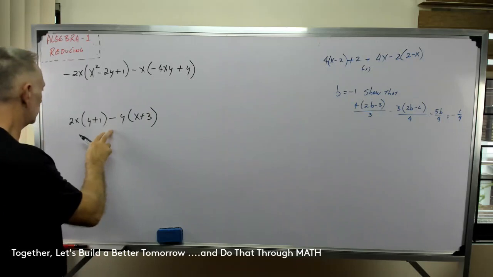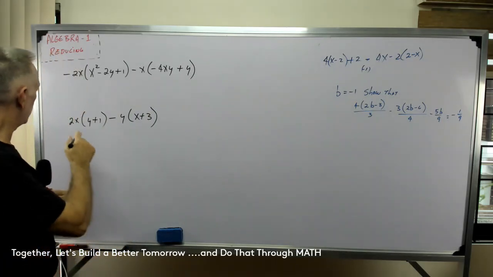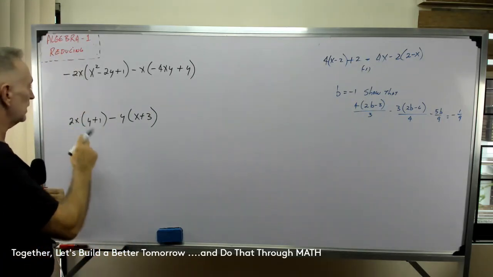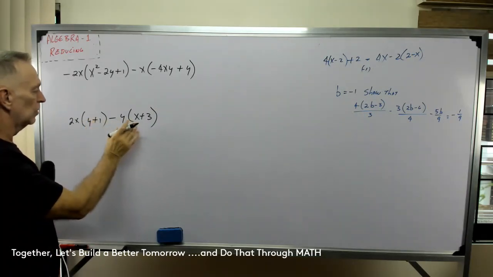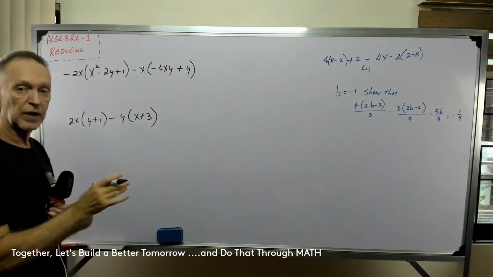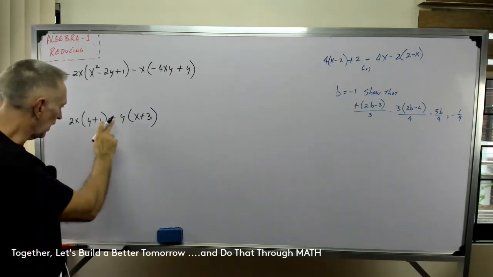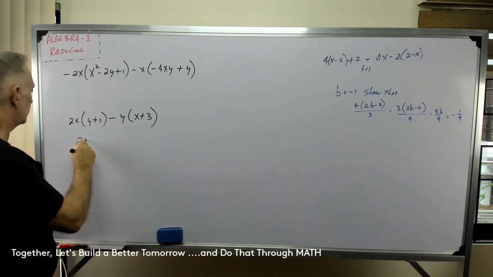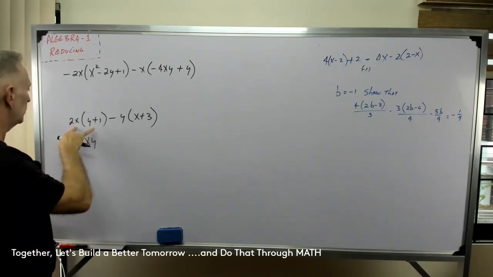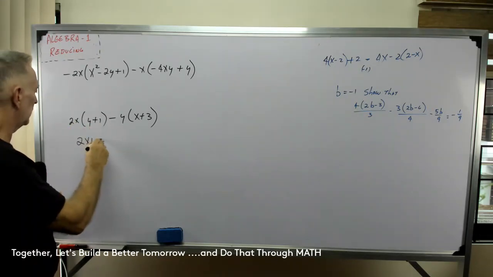Okay, let's take this one here. I may be off the picture here just a minute. 2x times the parentheses of y plus 1, minus y times the parentheses of x plus 3. So we have to really be careful here. 2x times y gives me 2xy. 2x times 1, and it's both positive, plus 2x.